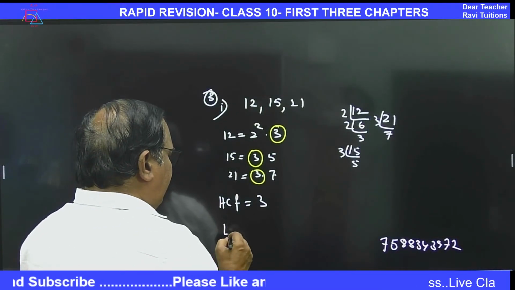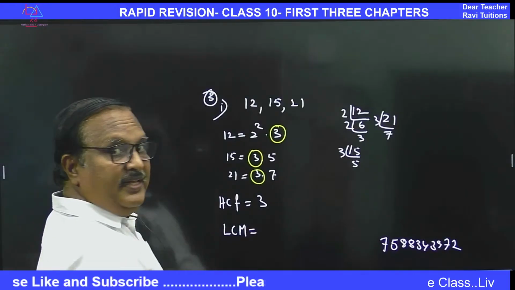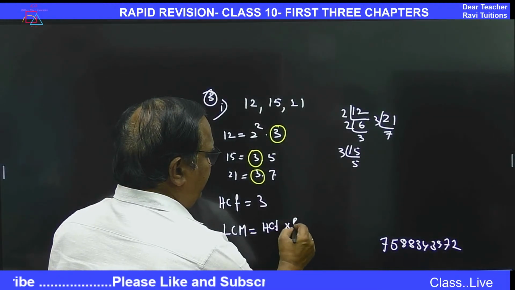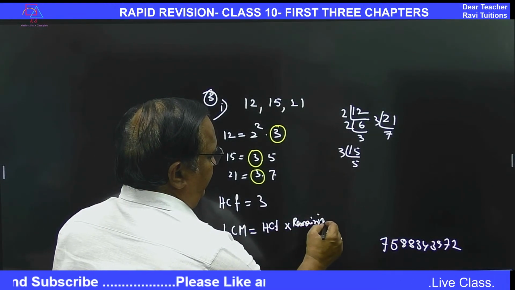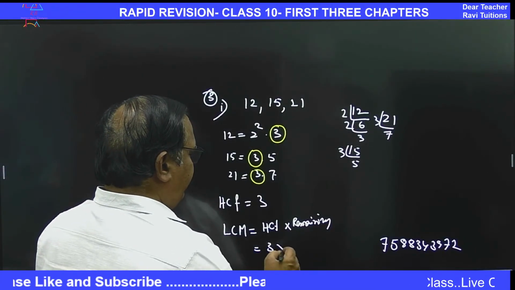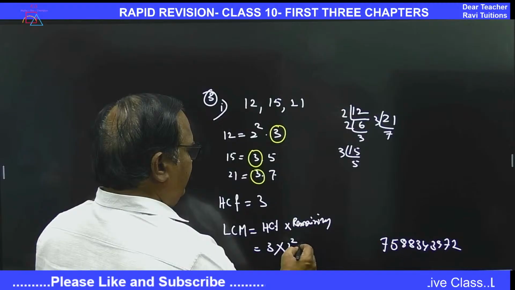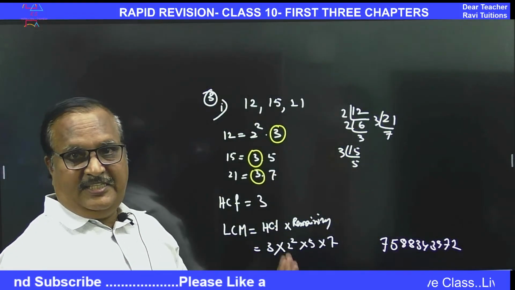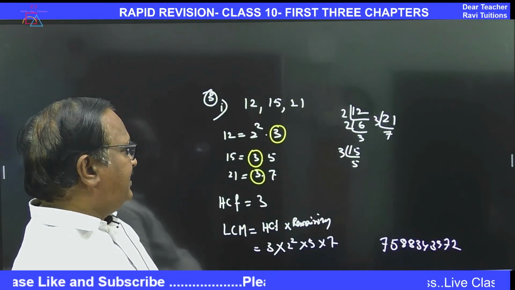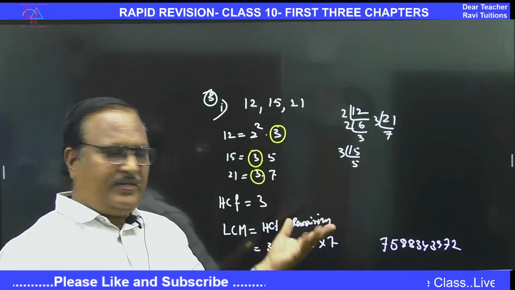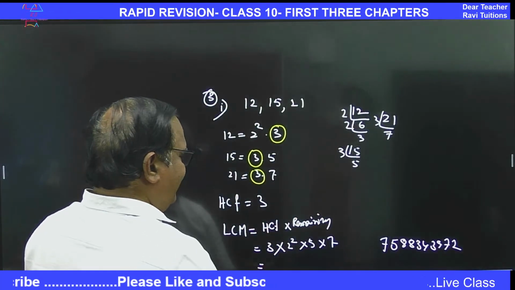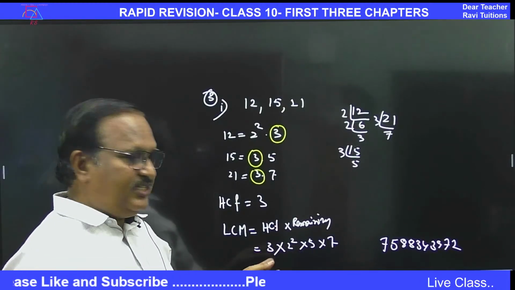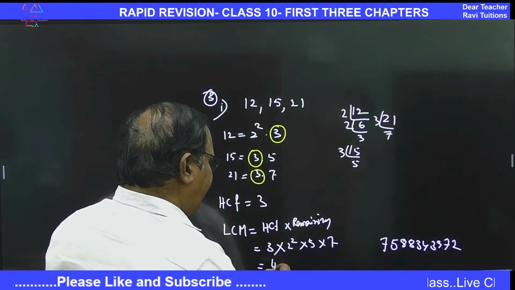Now let us find out LCM. So there are 2 ways. My way is HCF into remaining factors. So HCF is 3. Remaining factors here 2 square is there, and here 5 is there, and here 7 is there. This is my method. Some other methods are there, but all are the same. So how will you get the answer? 2 square is 4, 4 5s are 20, 20 into 3 is 60, 60 into 7 is 420.